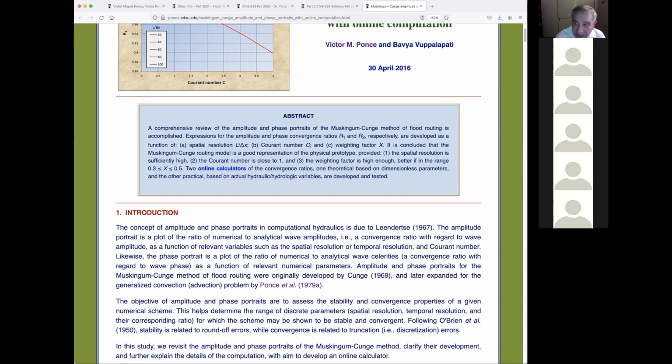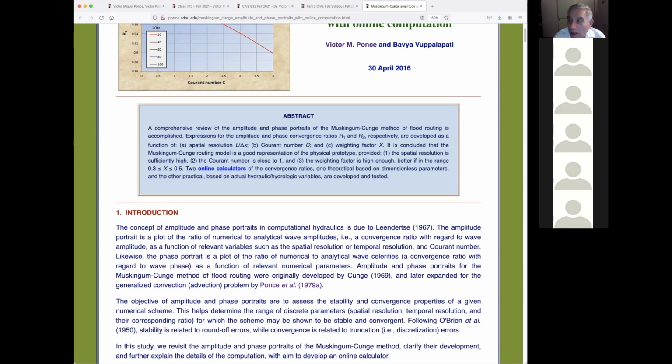And when we have best convergence, we also have grid independence, because convergence is basically theory, and grid independence is practice. And then the weighting factor. The weighting factor is related to the cell-Reynolds number D, which we also use in the Muskingum-Kunch. It is concluded that the Muskingum-Kunch is a good representation of the physical prototype, provided the spatial resolution is sufficiently high. The Courant number is close to 1 in the weighting factor, and we'll see that the Courant number can be 0.9 and it looks good, or can be 0.1 or 0.2 and it also looks good.